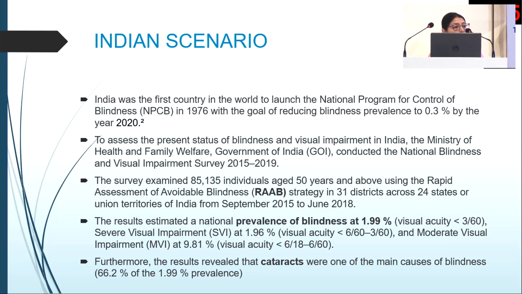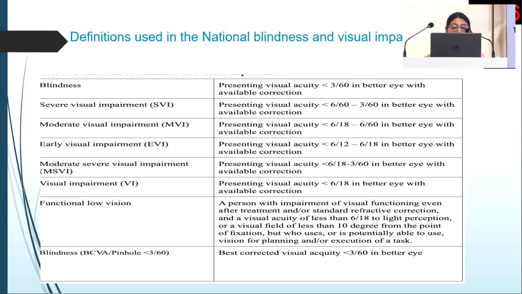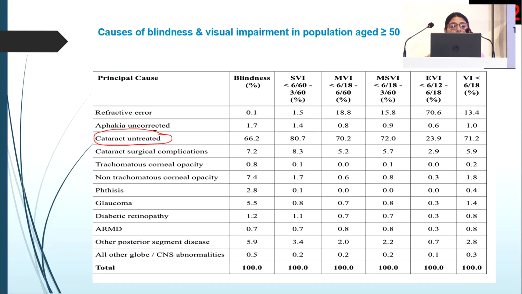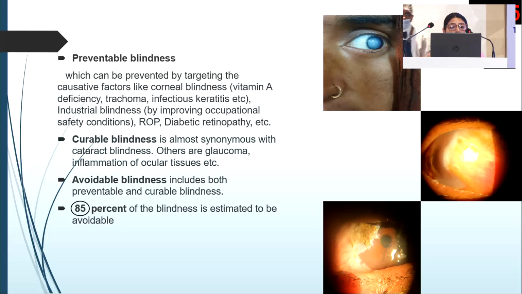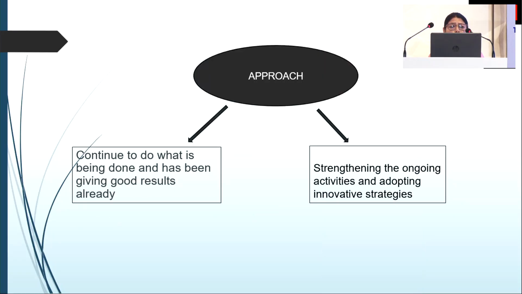The results estimated the nationwide prevalence of blindness at 1.99%, and out of that, cataracts were the main cause, accounting for 66.2%. These are the definitions which are used, that have been covered by Dr. Nalini ma'am, and we can see that 85% of the blindness is avoidable or preventable. Coming to the definitions, the two have been covered. So what should be the approach? How can we approach this burden?